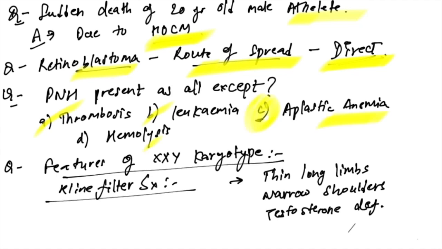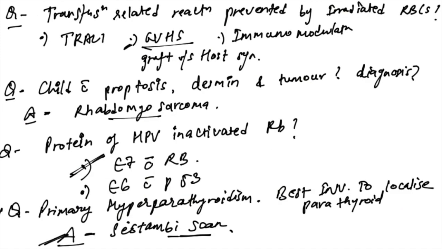Now the features of XXY karyotype, it is Klinefelter syndrome. So the features are the thin long limbs, narrow shoulders, and testosterone deficiency. Now transfusion related reaction prevented by irradiated RBCs. So what are the transfusion related reactions prevented by irradiated RBCs? So it is graft versus host reaction or syndrome.